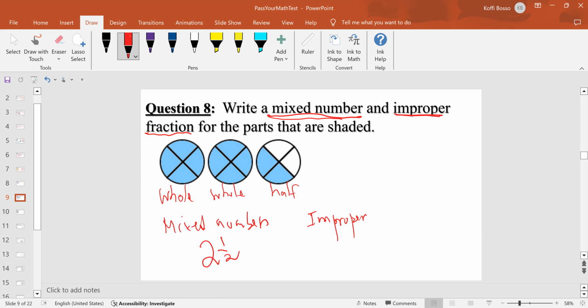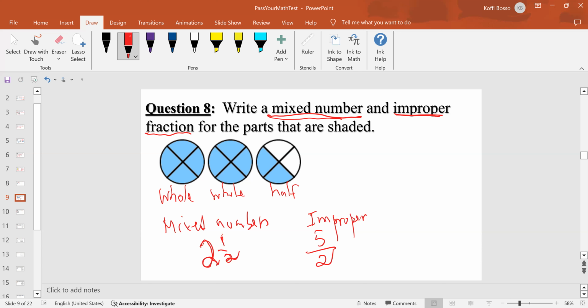Now, in terms of improper fraction, we're going to change this mixed number into an improper fraction. That means what? We take a 2, you multiply by the denominator 2. So 2 times 2 is 4, and the 4 plus 1 is 5. We add it to the numerator. Is 5, so we have a 5, and we divide this by the same denominator. So improper fraction, you have a 5 over 2.